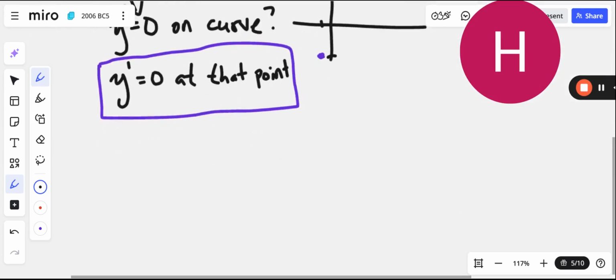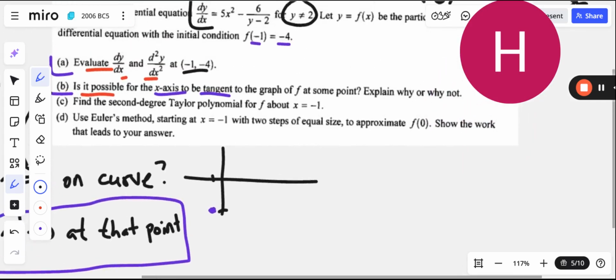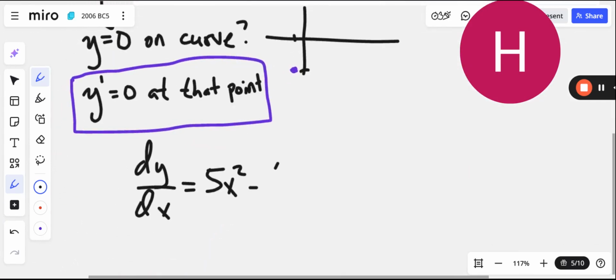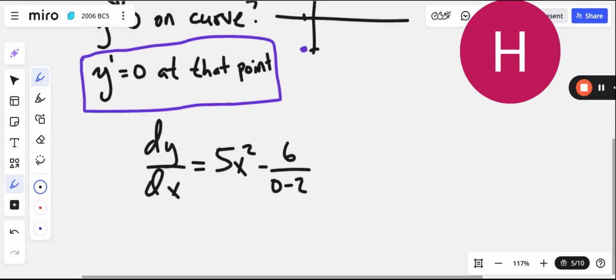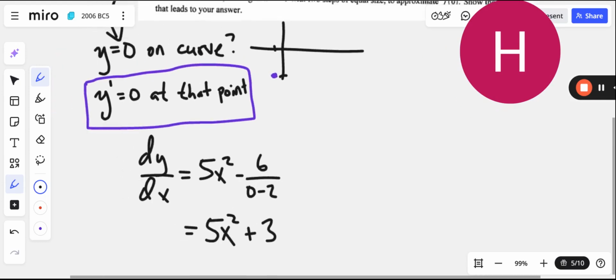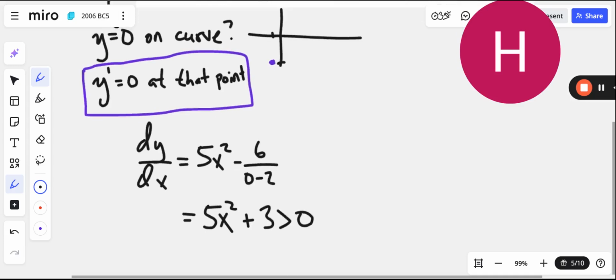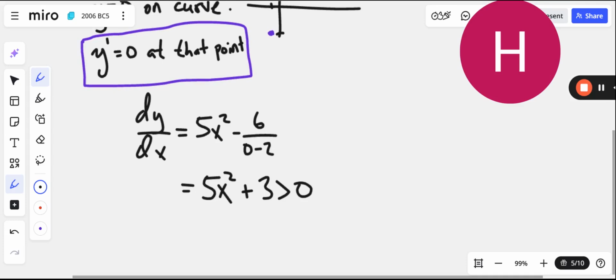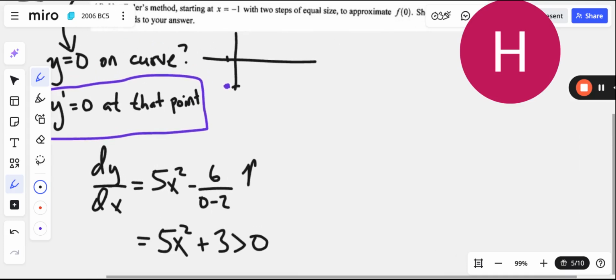Okay, so let's look at dy/dx then. dy/dx would have to be 5x squared, whatever the x value is, minus 6 over 0 minus 2. That's presuming that the y value is also 0, which it would have to be in order to be touching the x-axis. So we basically have 5x squared plus 3. And that's never going to equal 0. In fact, that's always going to be greater than 0. So therefore, it will never be tangent.